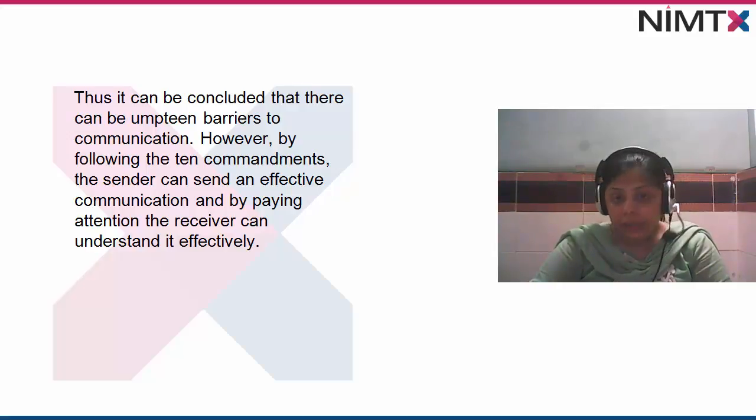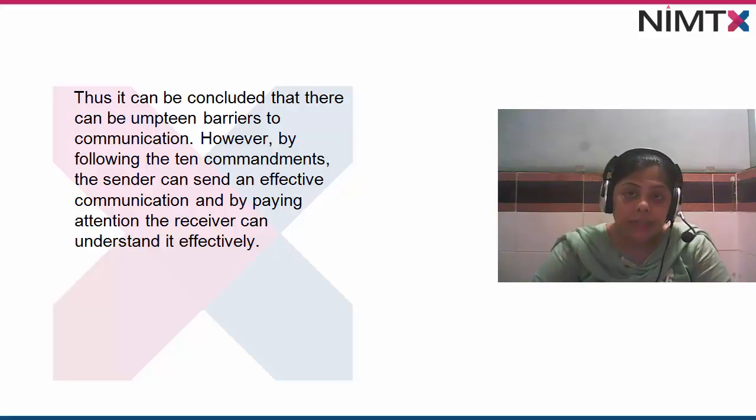So this is the conclusion. It can be concluded that there can be umpteen barriers to communication. However, by following the 10 commandments, a sender can send an effective communication, and by paying attention, the receiver can understand it effectively. Certainly, we now understand that it is very important for the sender also to understand how the receiver may interpret the information, whether you are sending it in a format which the receiver can understand or not.